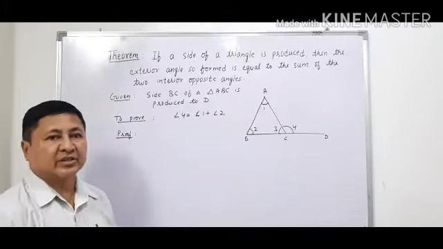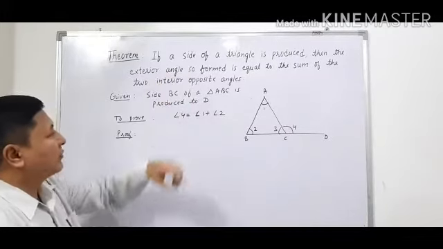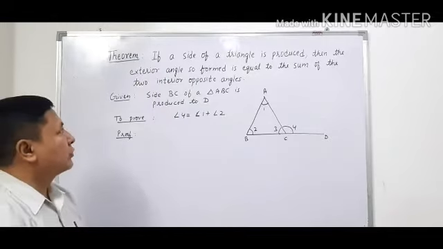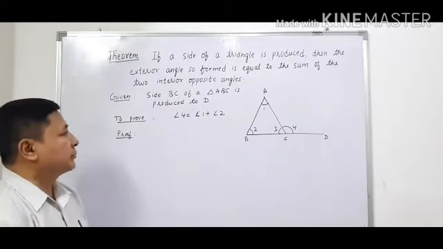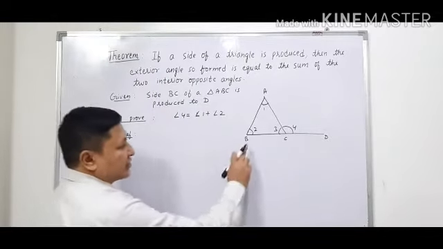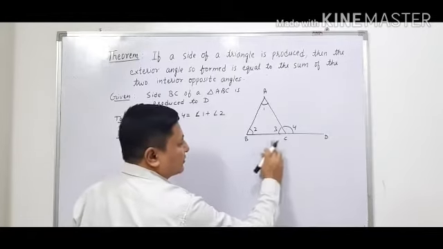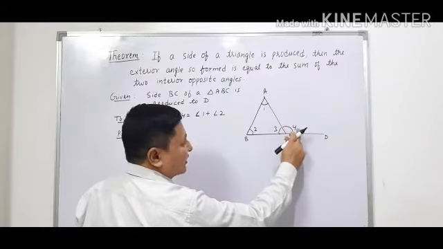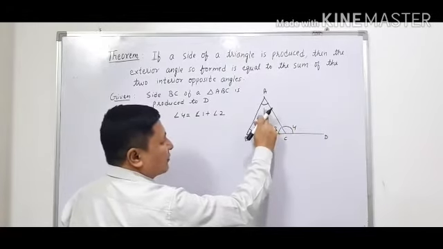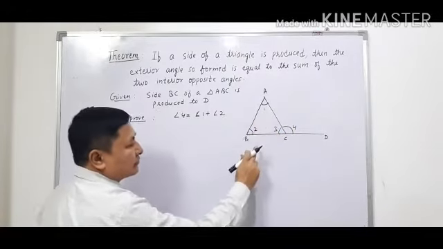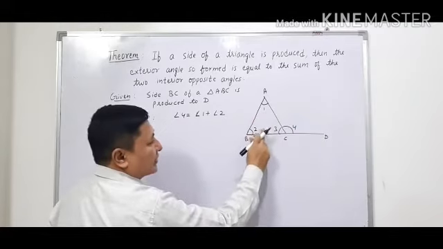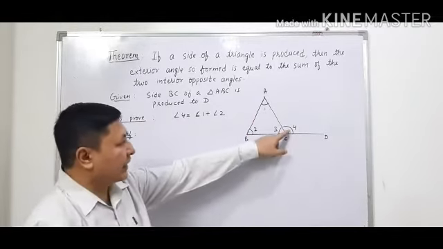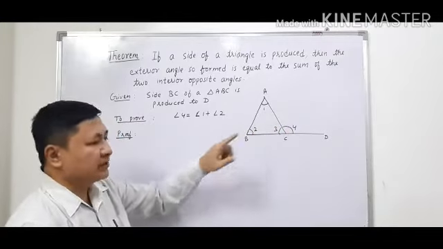Now let us take the third theorem. If a side of a triangle is produced, then the exterior angle so formed is equal to the sum of two interior opposite angles. Now here you can see the side BC is produced to D. So this is the exterior angle so formed. The exterior angle so formed is equal to the sum of the interior opposite angles. So angle 1 and angle 2 are interior opposite angles to this exterior angle 4. So we have to prove that angle 4 is equal to angle 1 plus angle 2.